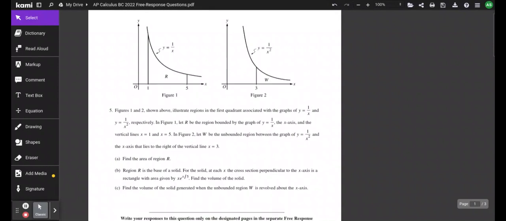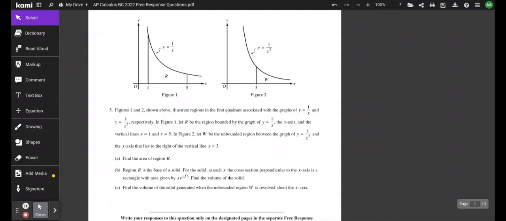So, question 5 says, figures 1 and 2 above illustrate regions in the first quadrant associated with the graphs of y equals 1 over x and y equals 1 over x squared, respectively. In figure 1, let R be the region bounded by the graph of y equals 1 over x, the x-axis, and the vertical lines x equals 1 and x equals 5. In figure 2, let W be the unbounded region between the graph of y equals 1 over x squared and the x-axis that lies to the right of the vertical line x equals 3.